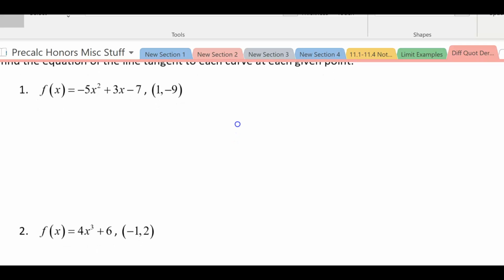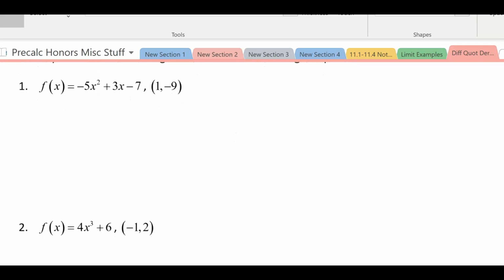So for number 1, we need to find the derivative first, so we're going to use the difference quotient. So I know that f of x plus h minus f of x over h, that's our difference quotient. So that's going to be negative 5 times x plus h squared plus 3 times x plus h minus 7. That's our f of x plus h. Then we have to subtract f of x.